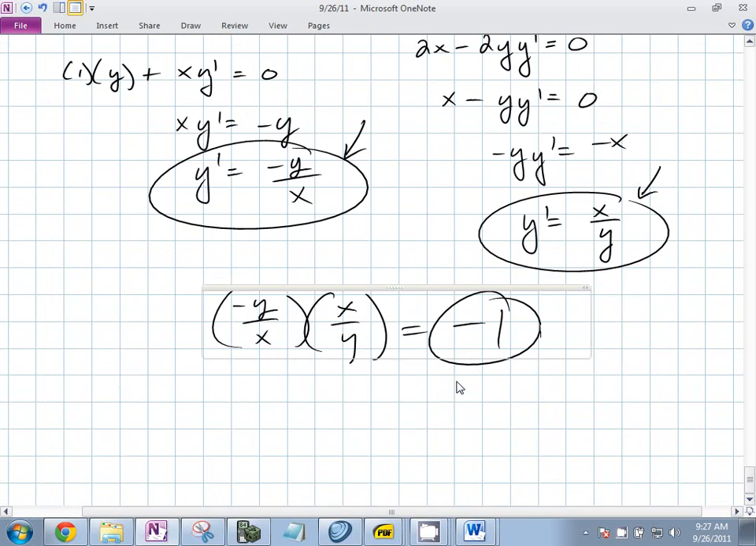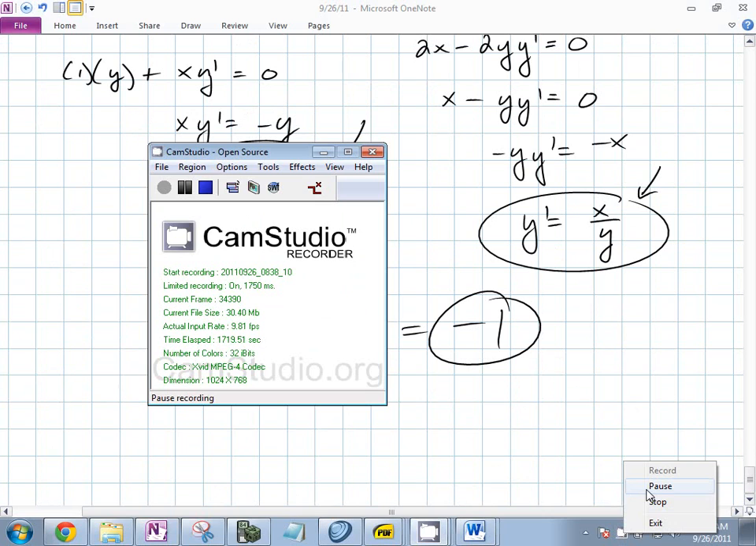So to prove that two things are orthogonal, two tangent lines, two lines are orthogonal, you multiply the slopes together, and if they're negative 1, they are perpendicular. If they're not negative 1, it's not perpendicular. There's no way around this.